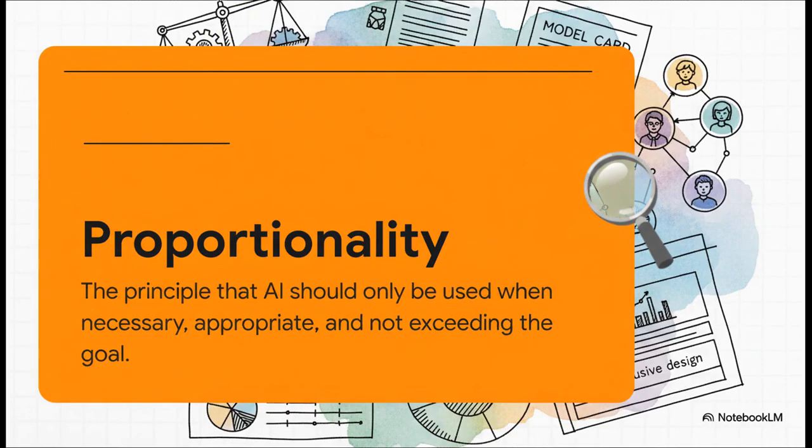This brings us to a really important principle called proportionality. It asks a simple but profound question. Just because we can use AI for something, should we? Is it necessary? Is it proportional? For example, using AI to spot tiny patterns in medical scans that a human might miss, that's absolutely proportional. The benefit is huge. But using facial recognition just to take classroom attendance, that feels really disproportionate. A simple roll call works just fine without the massive invasion of privacy. Proportionality is a critical guardrail against technological overkill.